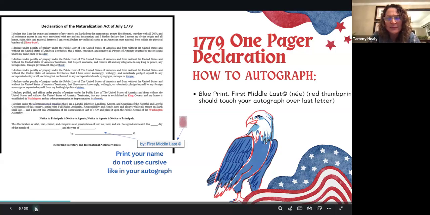All right, now how to autograph. This is the only document, by the way, that you are going to print your name. You do not autograph it with cursive. Right here in this lower part, it says print your name, do not use cursive, like in your autograph. And you're still going to put that thumbprint over the last letter of your last name and over the copyright symbol. You do this with blue ink, by the way. The reason they say blue ink is because you're coming out of the sea. And then the red thumbprint is basically the land jurisdiction and, you know, your blood, right?